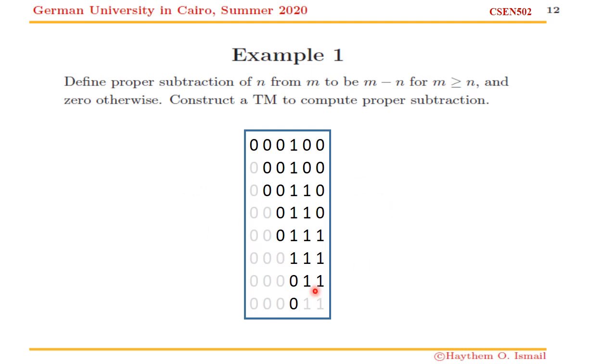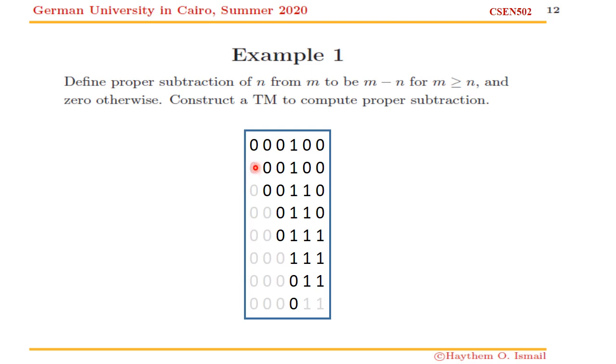Now here is an example of how this machine will work. Suppose this is the input to the machine. Now what does that mean? Remember, this machine will take two numbers, M and N. So this is M and this is N. M is 3, and then there is 1, and N is 2. Okay, so what do we do?